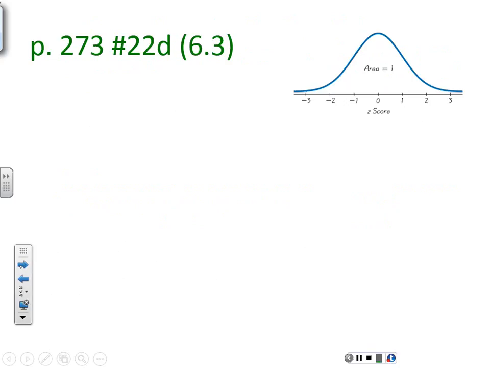So let's look at a couple examples. Let's do part D on number 22. This is going back to our Gulf Stream problem. On part D, it's asking what doorway height would allow 60% of the men to fit without bending.